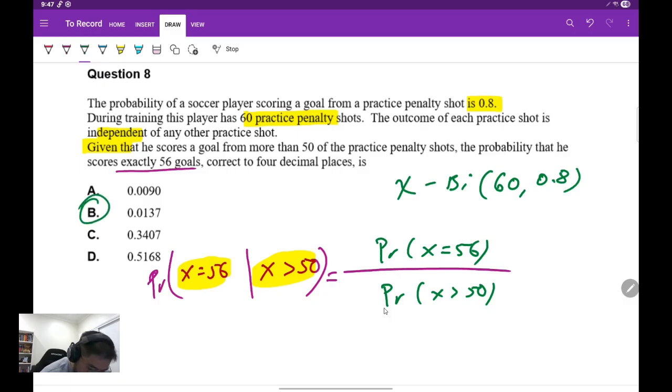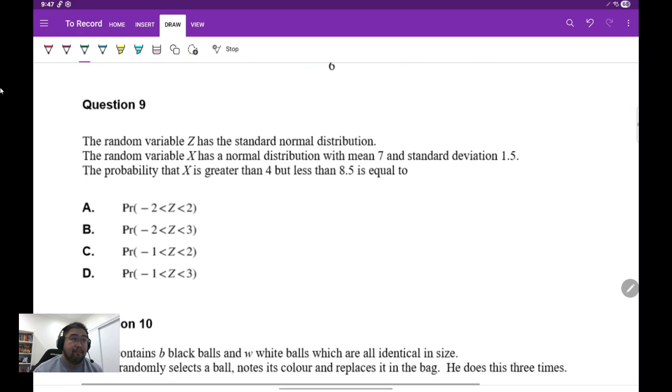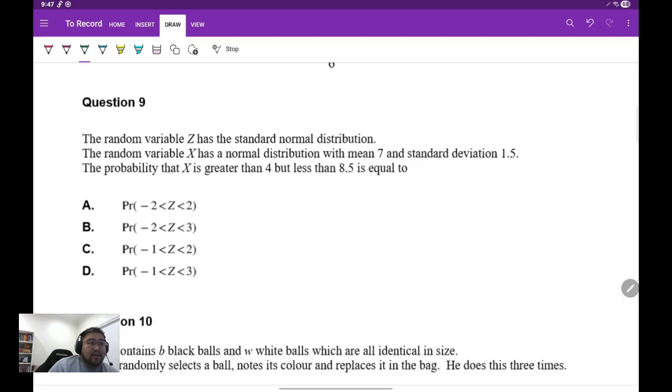Lovely. And that's our answer there. Okay. Now question 8. Question 9. This question here requires a normal distribution, mean of 7, standard deviation of 1.5.